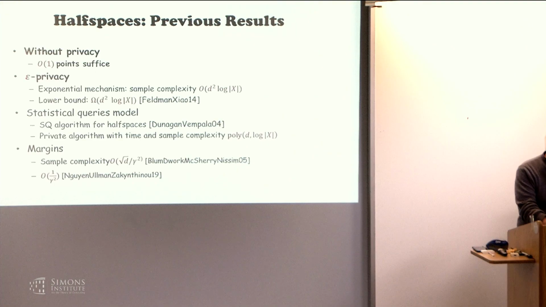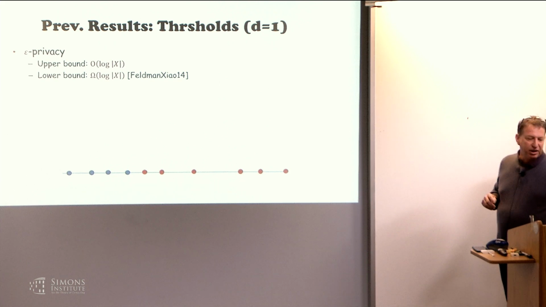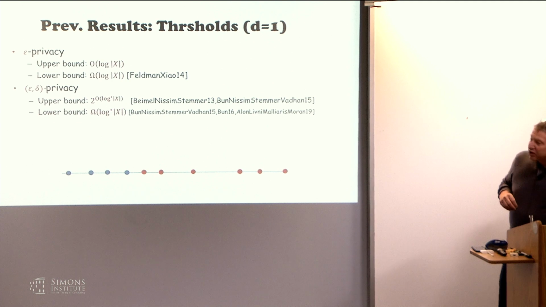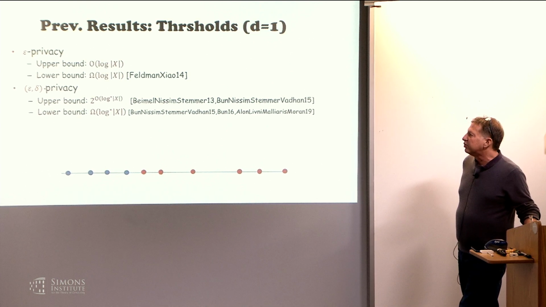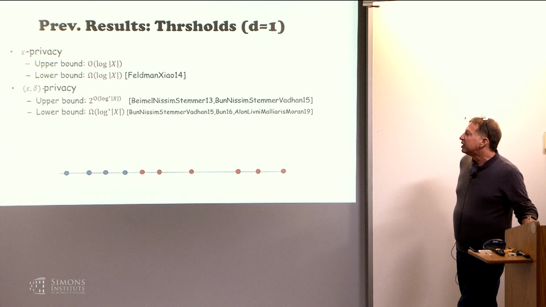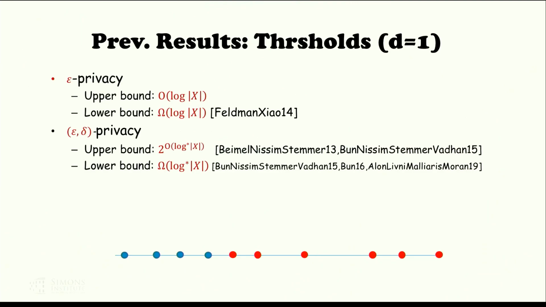So this was for general d. What is known for the simple case of d equals 1? For epsilon privacy, we still have the same log x upper and lower bound. For epsilon-delta privacy, we can do it much more efficiently. We can do it with sample complexity 2 to the power of log star of x, so it has a very mild dependency on the size of the grid.